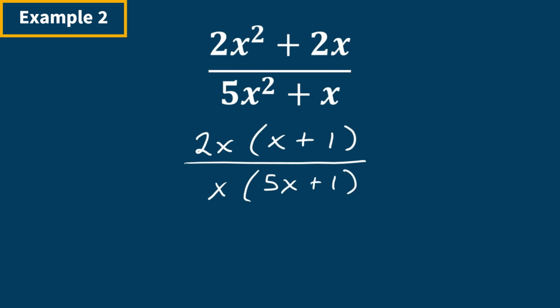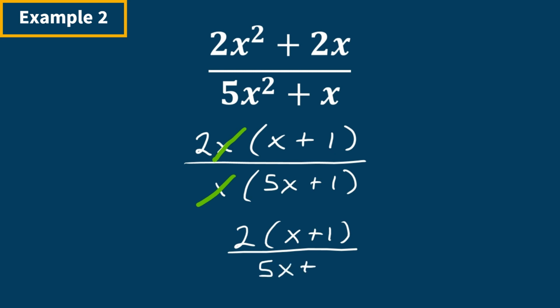Now, all we have to do is cancel out anything that is the same. So I can see that the top and the bottom, they both have an x here. So I can cancel those out. However, there's nothing else for me to cancel out. And that's fine. So that just means our final answer is 2 times x plus 1 over 5x plus 1.